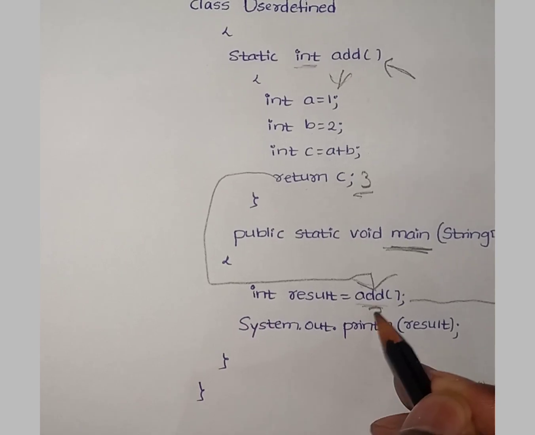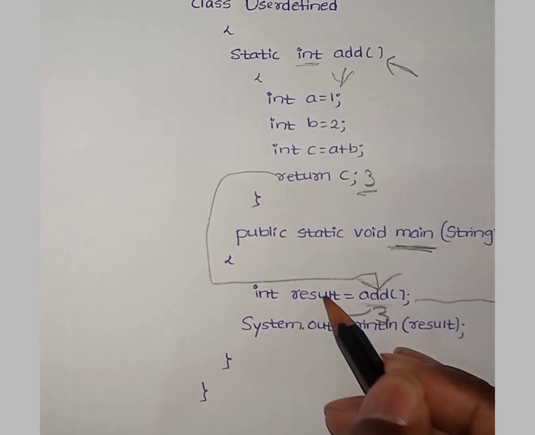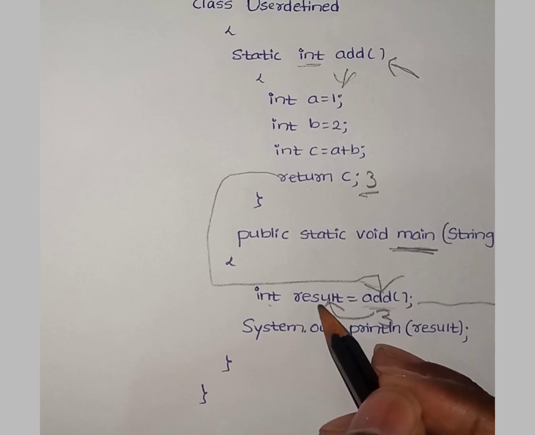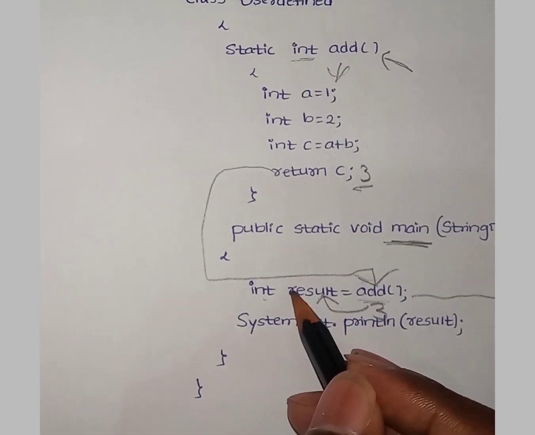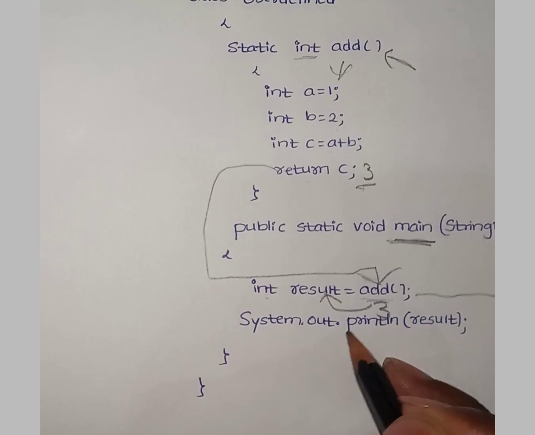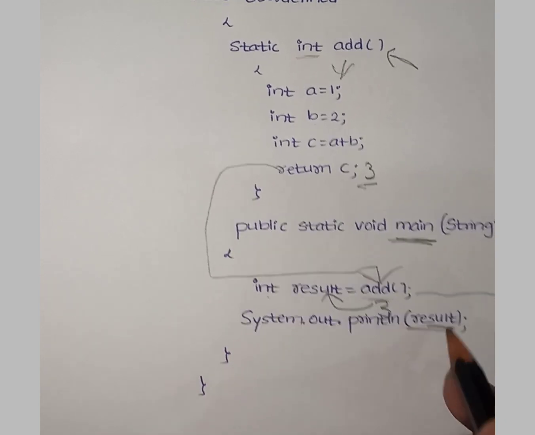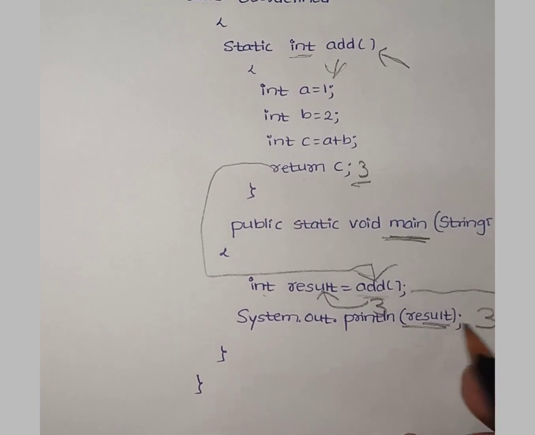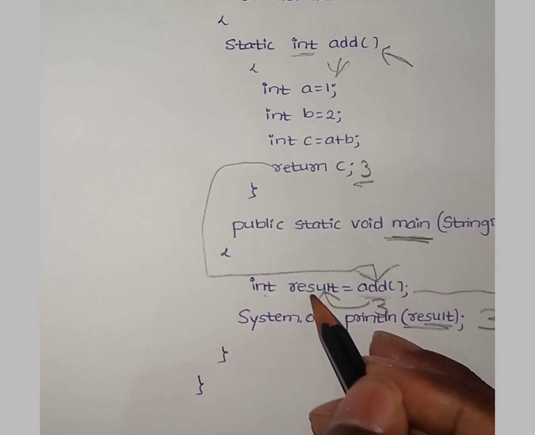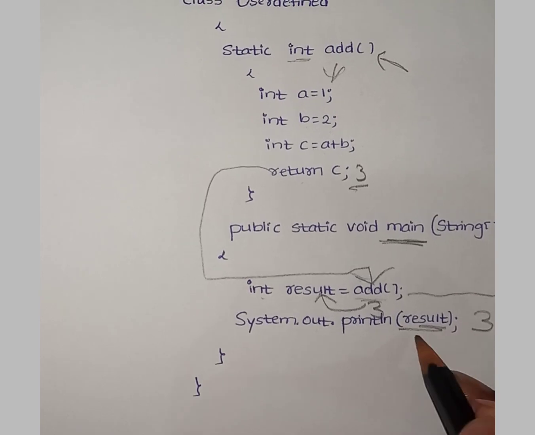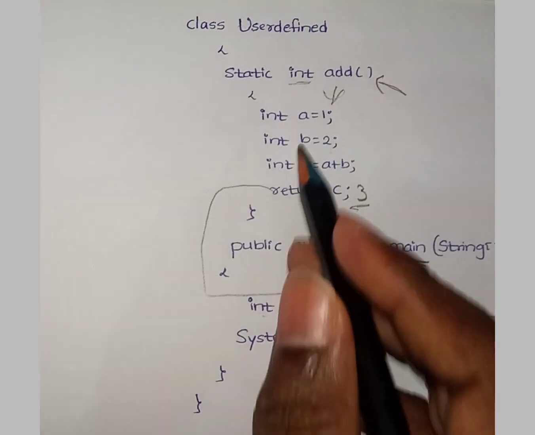The 3 gets assigned to result of type int. Once the value 3 is assigned to the result variable, the next statement we execute is System.out.println(result). When we print it out, it gives the value 3 because we assigned the value 3 to the result variable. So this is how it actually works.